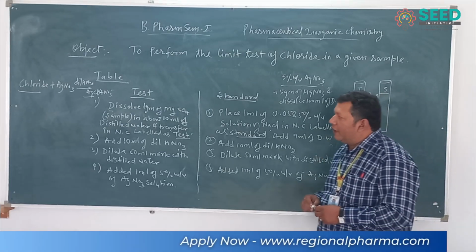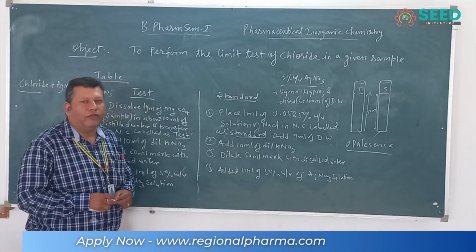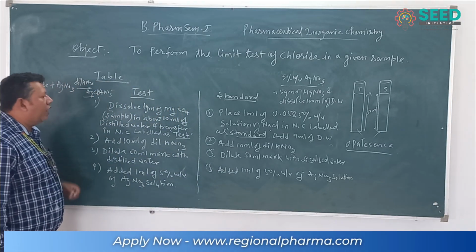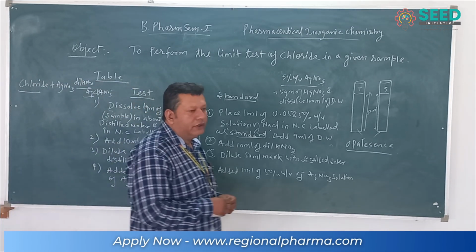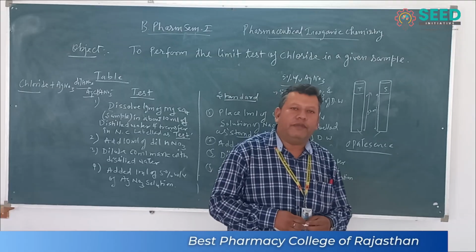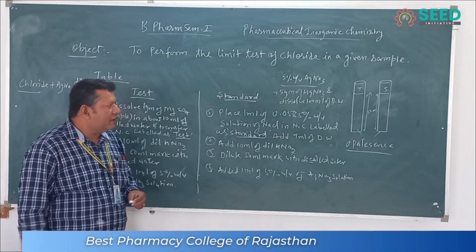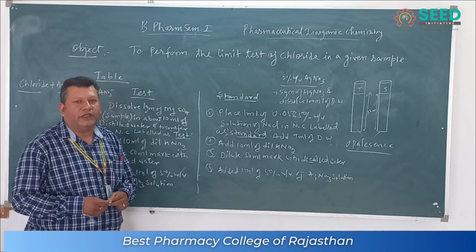So in the limit test we compare the impurity by opalescence. And then, why is dilute HNO3 used in this limit test? Because the nitric acid prevents the precipitation of other acid radicals, so that only chloride may get precipitated.